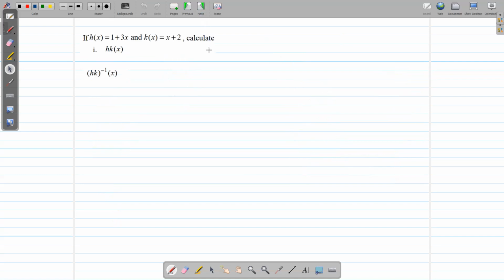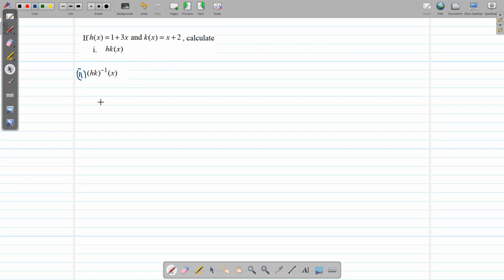More examples. Here we have h of x is this and k of x is that, and we're asked to do two things. One, find hk of x, which is a composite function. We looked at that before.